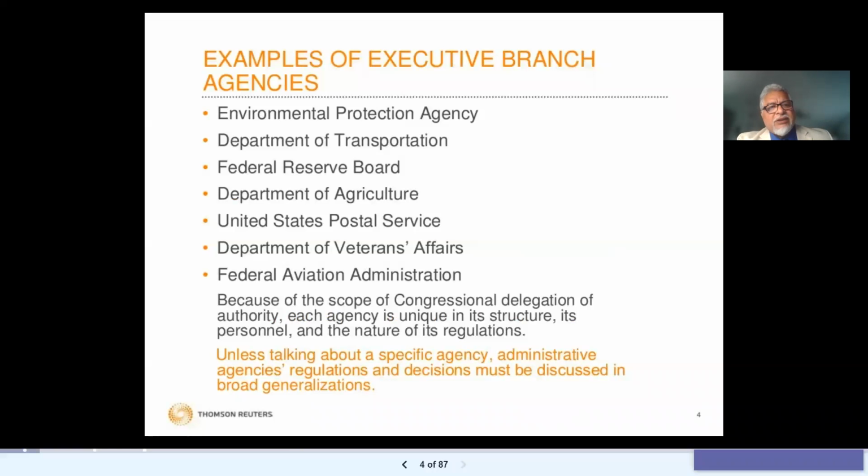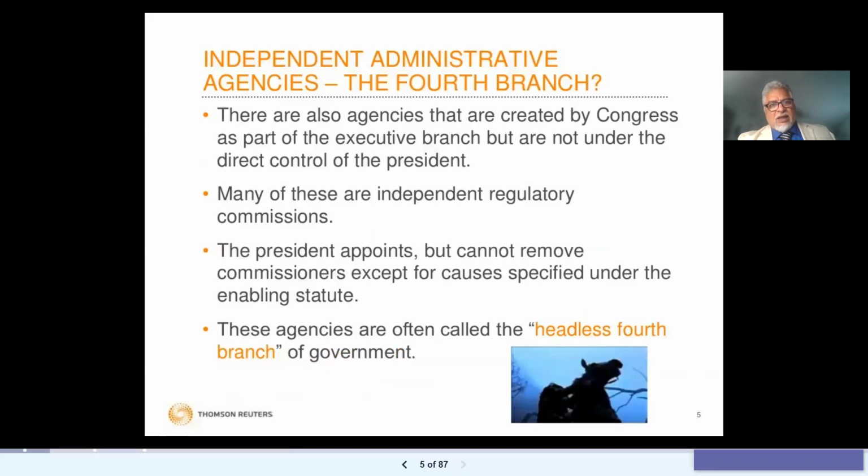Examples of executive branch agencies are the EPA, the Department of Transportation, Federal Reserve Board, Department of Agriculture, etc., including even the United States Postal Service. Because of the scope of congressional delegation of authority, each agency is unique in its structure, its personnel, and the nature of its regulations. So it even has its own standard operating procedures within its own agency. Unless talking about a specific agency, administrative agency regulations and decisions must be discussed in broad generalizations, again, because each one has its own promulgation of rules.